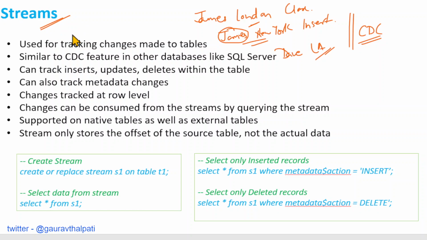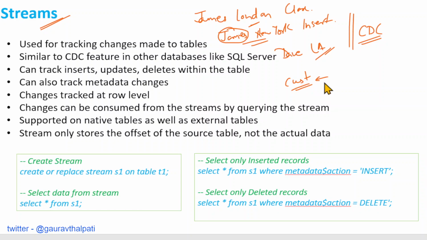So what are streams? Streams are basically used for tracking CDC changes on your source. You create a stream on a table. So if you have a table called customer, you can create a stream on top of that. Any change that happens on this table gets recorded in this stream. So if a record gets inserted, you'll have that in the stream as an insert.